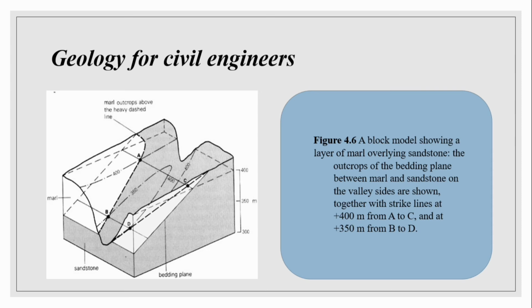This figure illustrates a layer of marl, a naturally occurring fine crumbly mixture of clay and limestone, that covers sandstones, in which outcrops of the bedding plane between marl and sandstone on the valley sides are shown. This also shows the strike lines at 400 meters from A to C and 350 meters from B to D. And when we say outcrops, it refers to the exposed rocks.